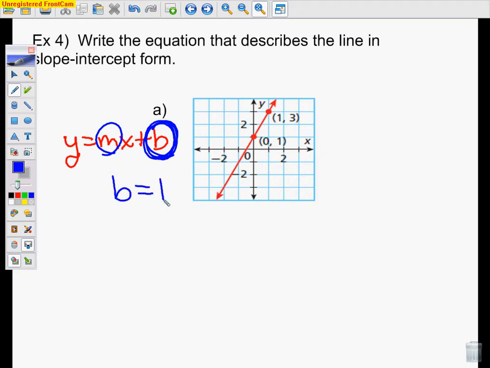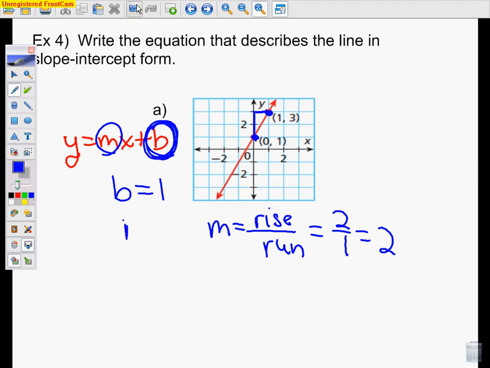Can we tell what the slope is? Well, remember, slope is rise over run. So if I'm going between these 2 points, then we went up 1, 2. So we went up 2 over 1. So our slope is 2.